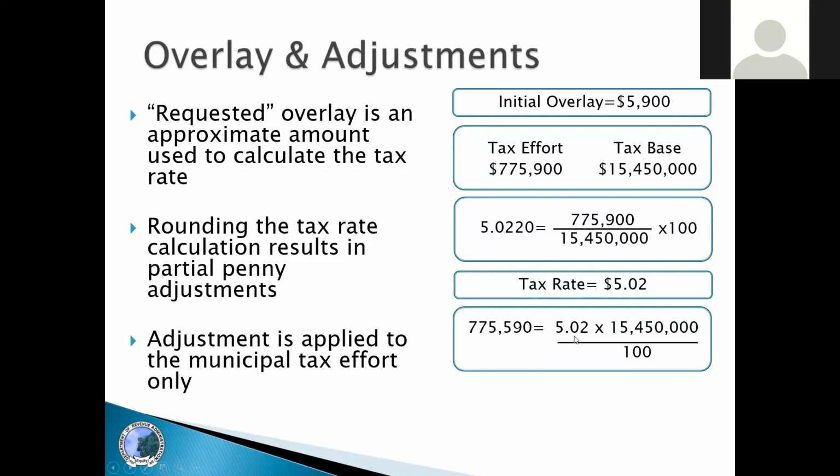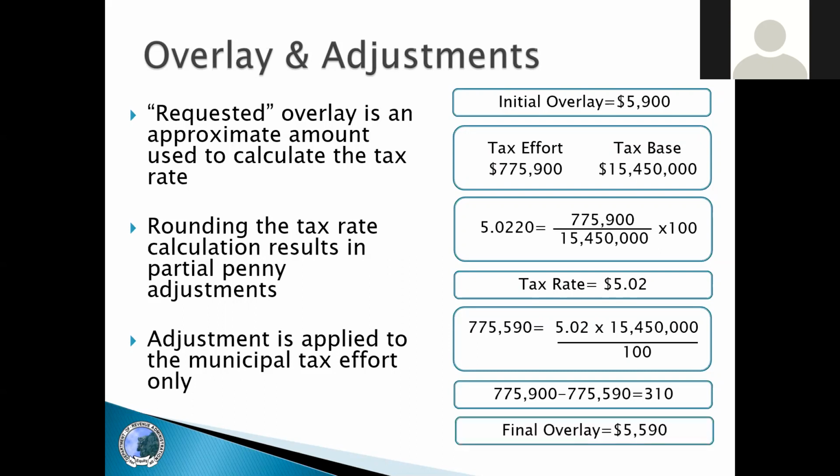Now, when we round that number out and multiply it by 15.45 million, it becomes some appreciable amount of money, in this case, $310. So essentially, rounding has decreased our tax effort by $310. The place where that is applied is on the overlay. So a final overlay is calculated of $5,590.